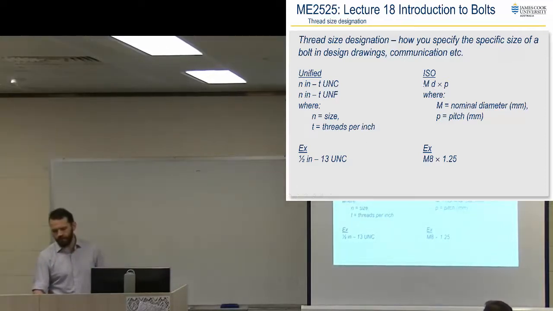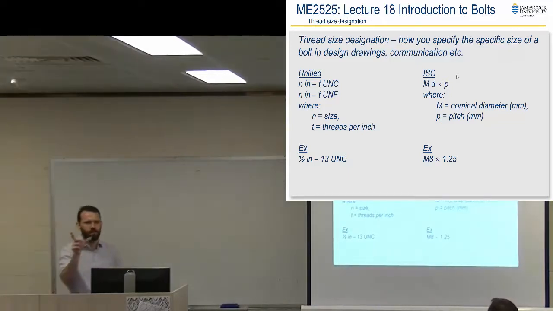Metric, again, it's a little bit different. M means metric, so any bolt that has an M something is a metric bolt. The diameter, that's the major diameter again, by, and that's a multiplied sign, the pitch. And the pitch is, again, that fine or coarse. You don't actually have an F or a C on the specification for metric, you just need to go to that table and work out whether it's an F or a C based on what the pitch is.